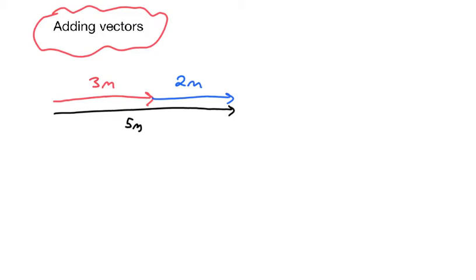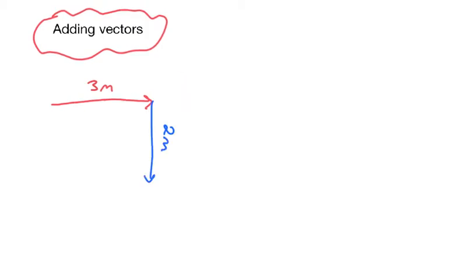But what if that 3 meter and 2 meter weren't both vectors to the right? What if instead we walk 3 meters right and then 2 meters in this downward direction? In that case, how far do we end from our starting point? Well, it isn't quite as simple as just adding the two numbers together anymore, but we can see that in this case, we have a right triangle, and so we can use the Pythagorean Theorem to figure out how far we are from our starting point.